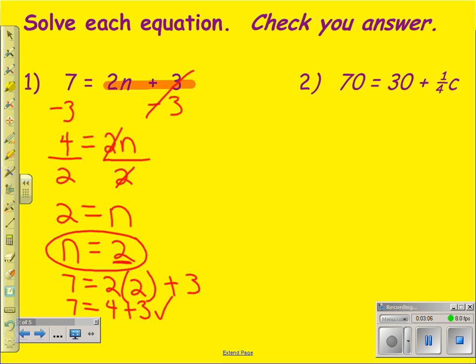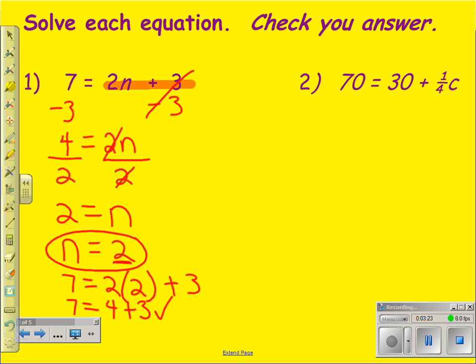Now let's look at number 2. 70 is equal to 30 plus 1/4 c. So we're trying to find the value of c. In other words, 1/4 of some number plus 30 is equal to 70. So the same rule applies. We want to isolate the c or get it by itself.